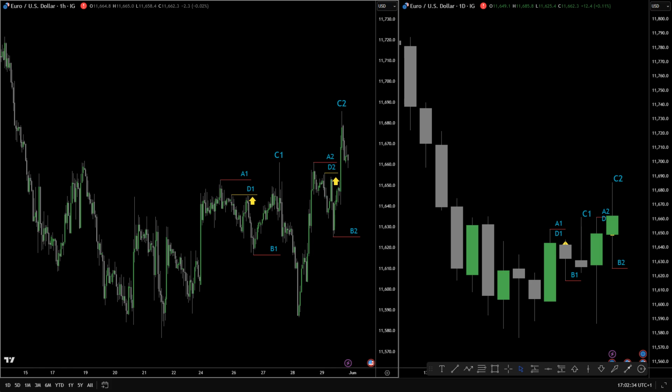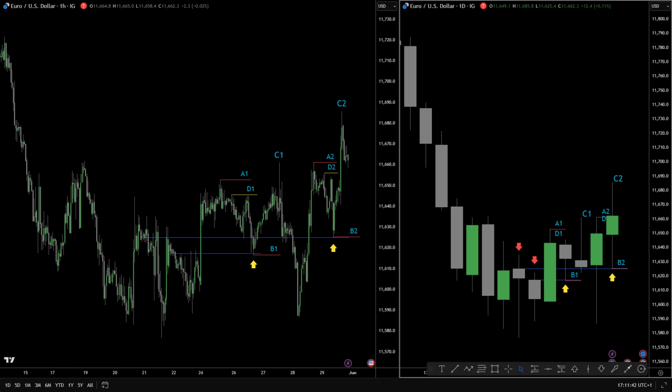These targets were not chosen randomly. They reflected important daily candle lows. I have drawn two blue lines. These blue lines represent the levels that B1 and B2 were targeting.